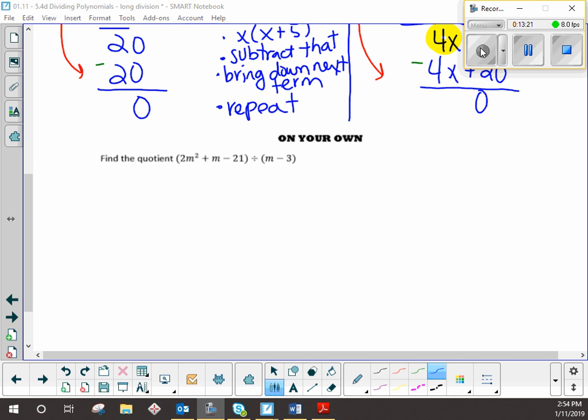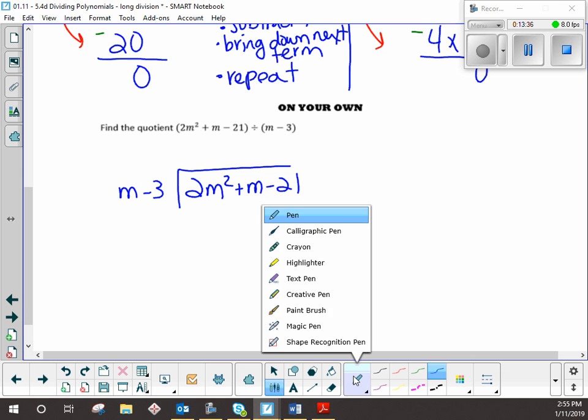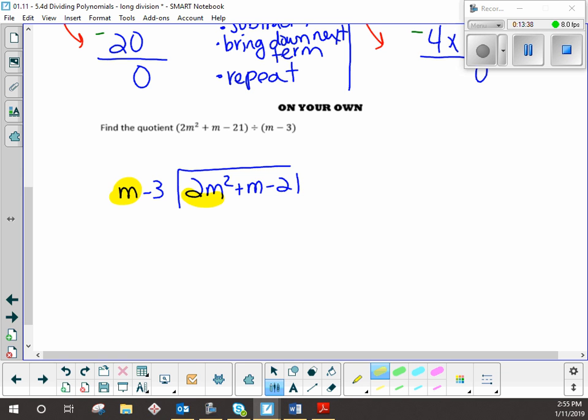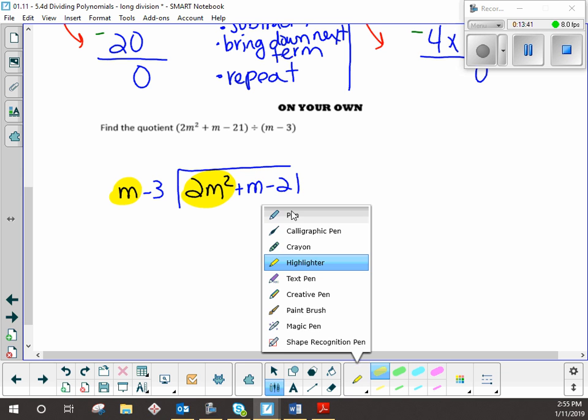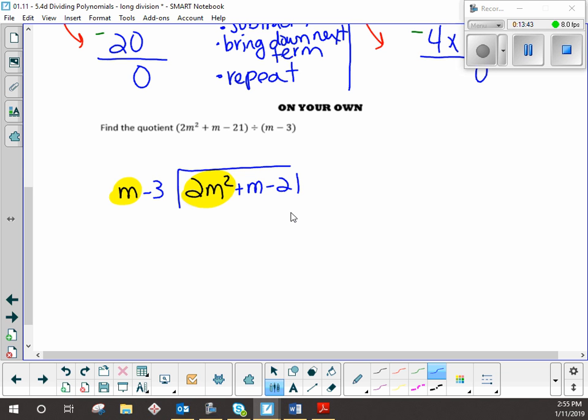Okay, so setting up this problem, what goes underneath the bar? What goes inside? 2m². Okay. And then m minus 3 on the outside. So you're looking at your leading terms, m and 2m squared, and you're saying, okay, m times what gives me 2m squared? Or m goes into 2m squared how many times? 2m. And you are going to line that up over the 2m.